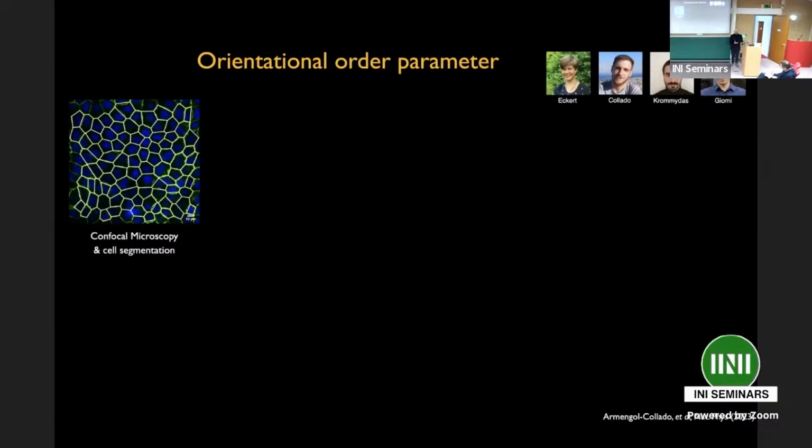Are tissues hexatic or not? And for this, we used a lot of microscopy data from Julia Eckert, who at the time was a PhD student in Leiden. Now she's at the University of Queensland in Australia. And so the kind of data that we had are basically pictures of epithelium. So what you do with these pictures, you first need to proceed with cell segmentation.